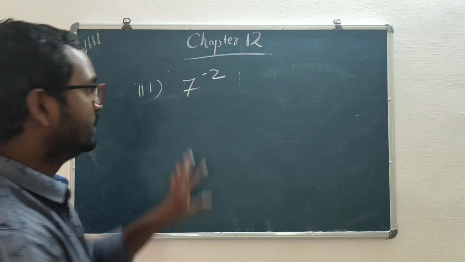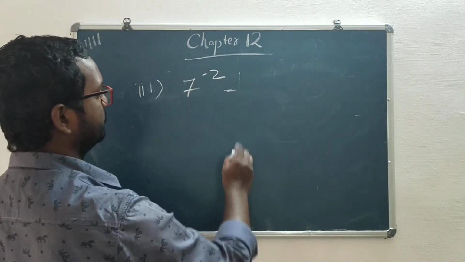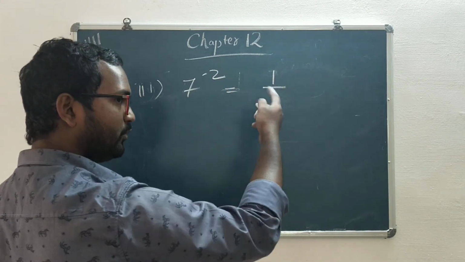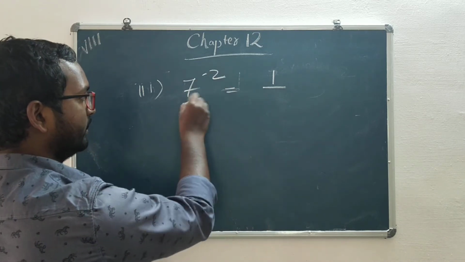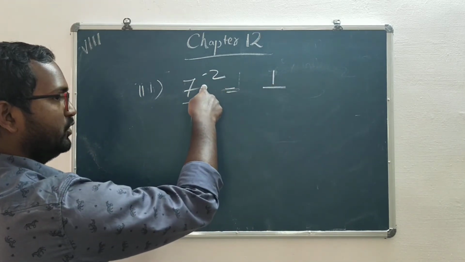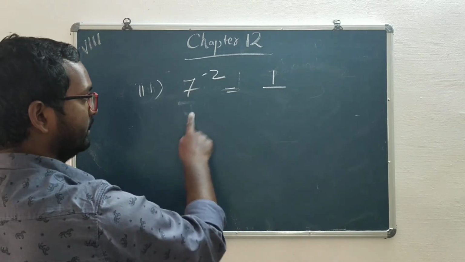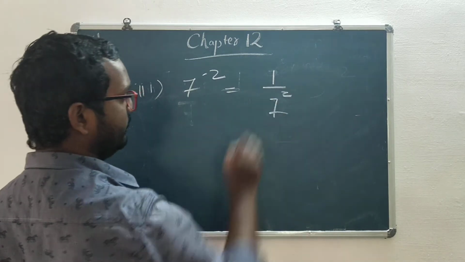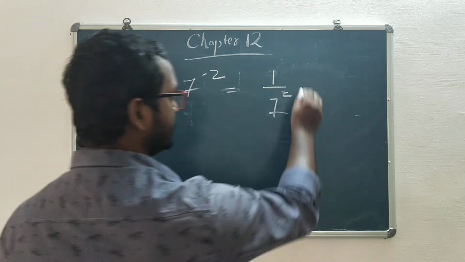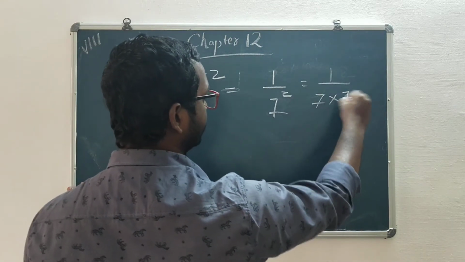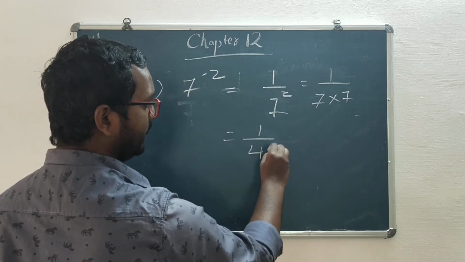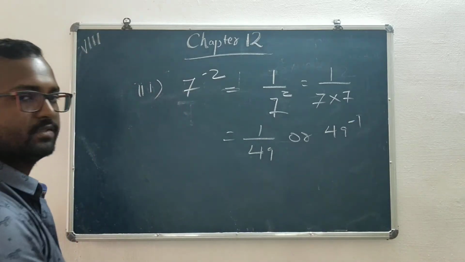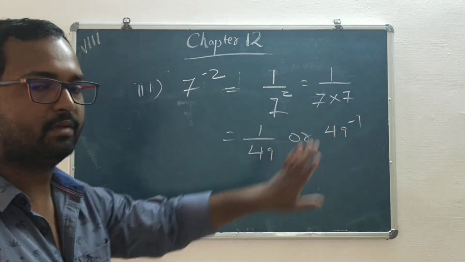7 power minus 2 can be written as 1 by, first take the reciprocal. Reciprocal is when whatever number is in the denominator goes to the numerator, and whatever number is in the numerator comes to the denominator. That is reciprocal. So 1 by 7, because we have taken the reciprocal, the power will become positive. So 1 by 7 power 2 can be written as 1 by 7 into 7, which is equal to 1 by 49. This is the answer, or we can write it as 49 power minus 1.